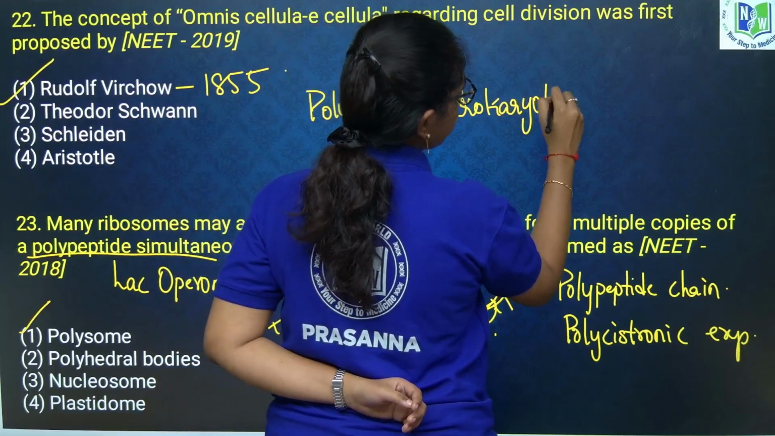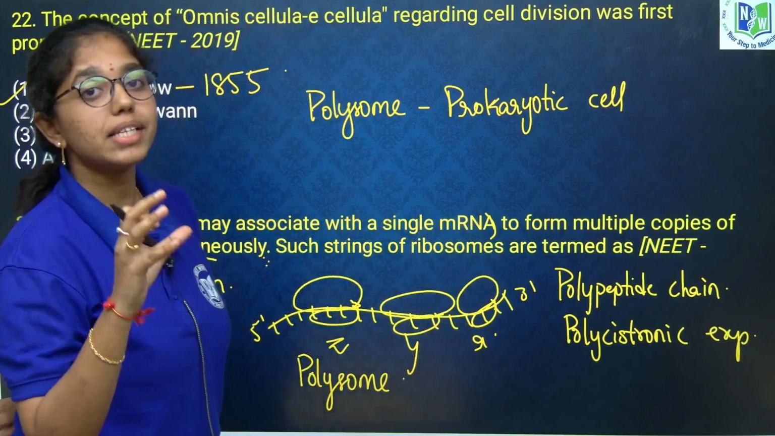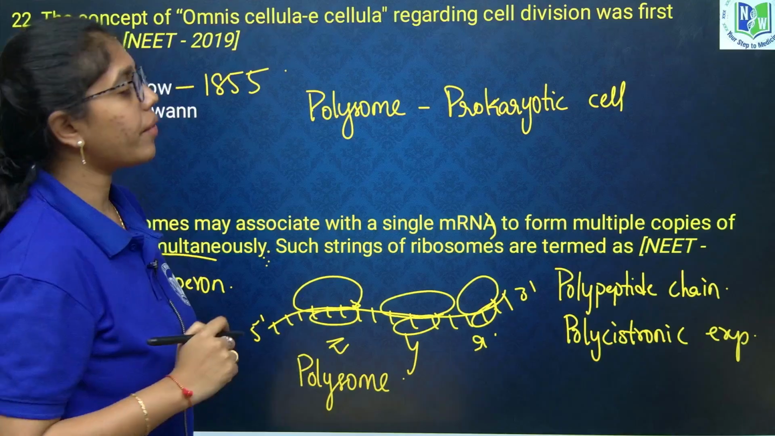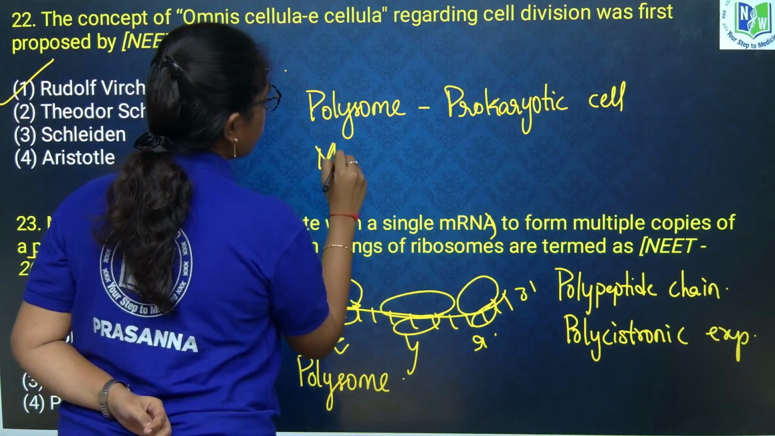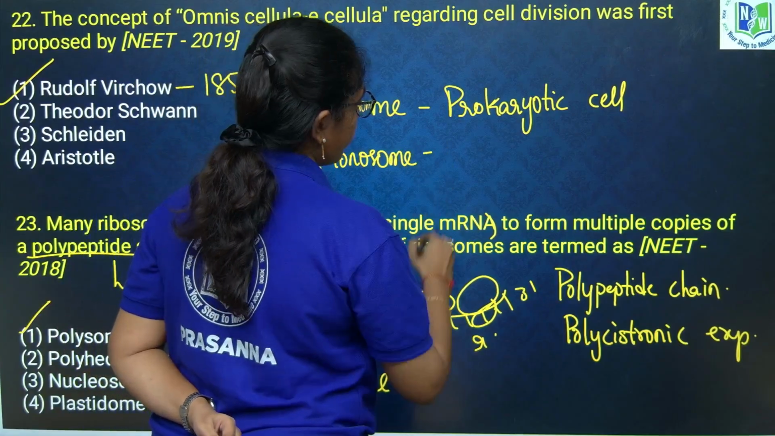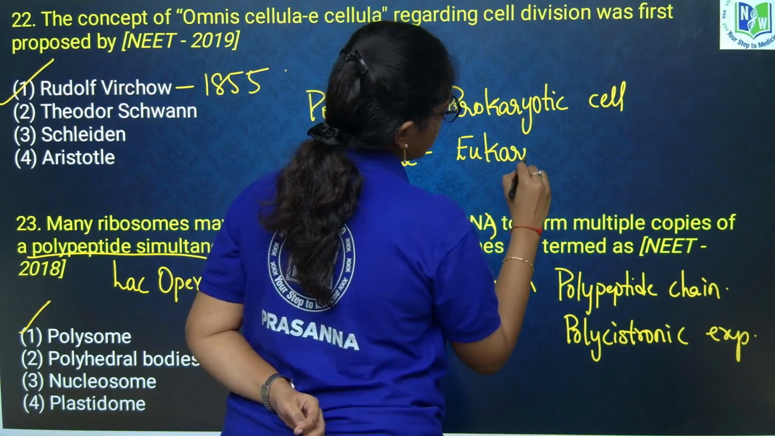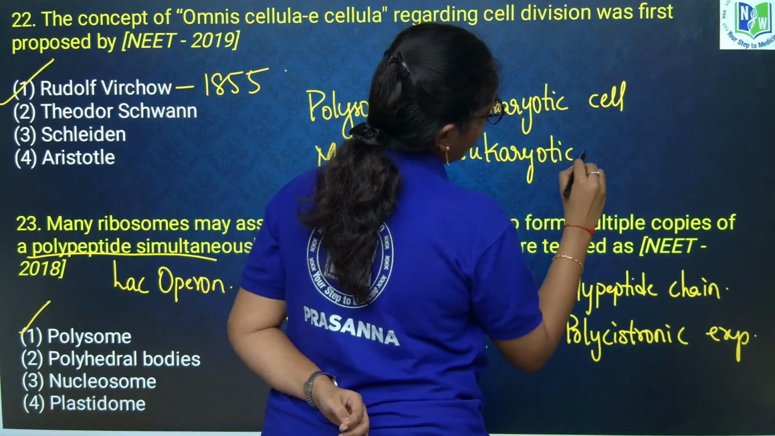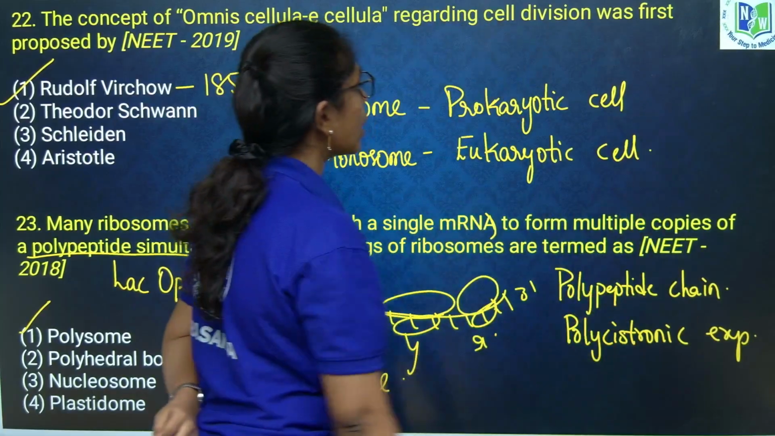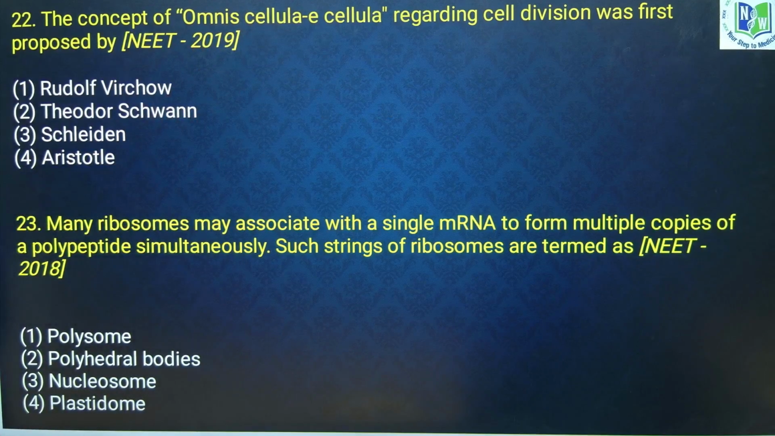Monosome, wherein a single mRNA is associated with only one ribosome, that is called what? Monosome. This you will see in a eukaryotic cell. This you will see in what? Eukaryotic cell. Next question, if you observe.